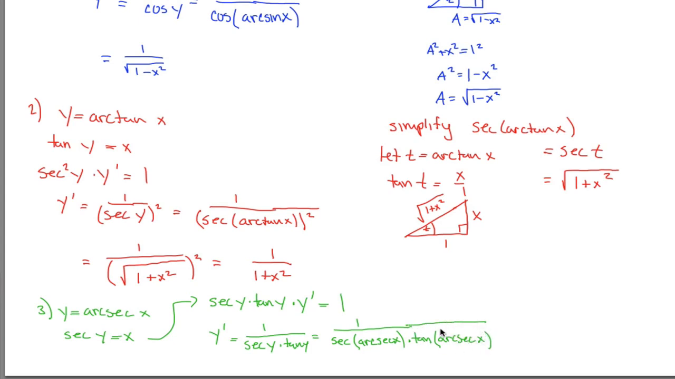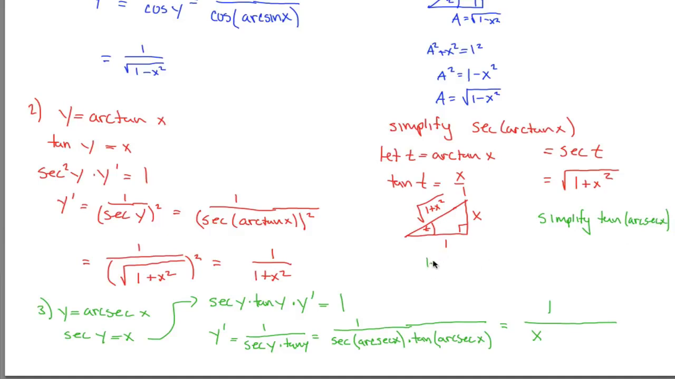Then I'm going to try to simplify this guy. When I simplify this guy, two things to notice. The secant of the arcsecant of x is just x. No need to draw any triangles or anything. Those are inverse functions. They just cancel out. What I need to figure out is what is the tangent of arcsecant of x. So I'll do that over here. Let's simplify tangent of arcsecant of x.